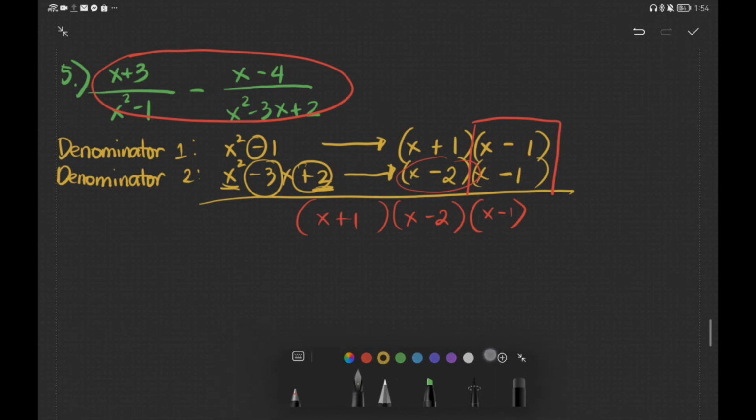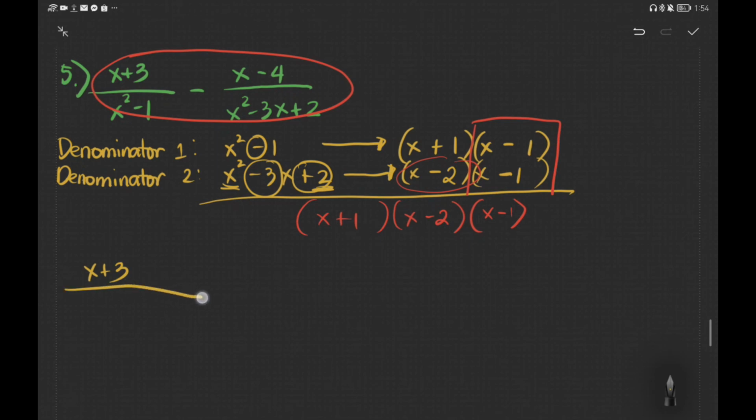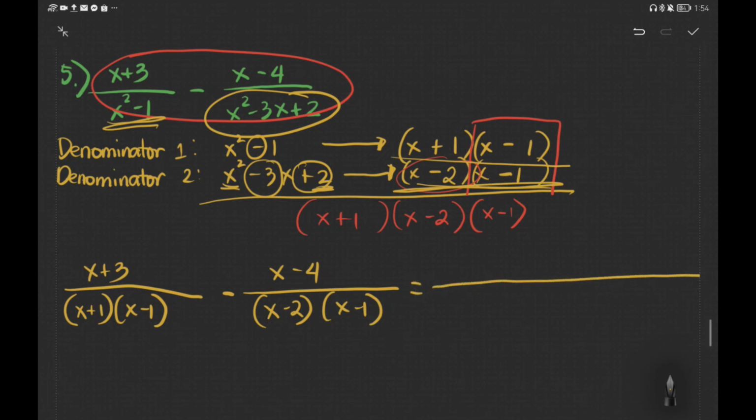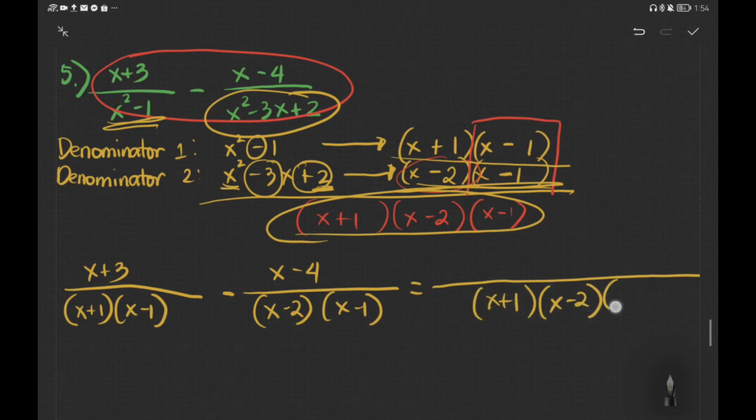So, we rewrite that one. That is x plus 3 over the factors of x squared minus 1, so that is x plus 1 times x minus 1, minus x minus 4 over the factors of x squared minus 3x plus 2. So, you write x minus 2 times x minus 1. So, we write the LCD. We have x plus 1 times x minus 2 times x minus 1.